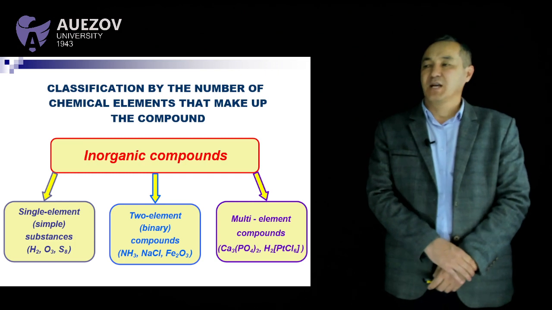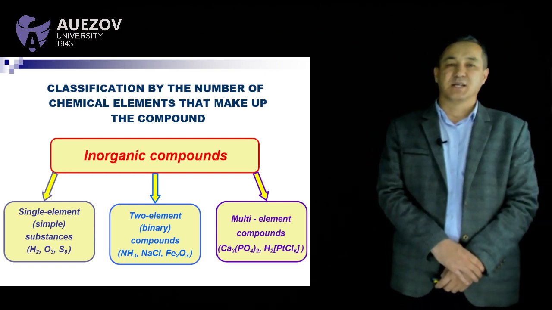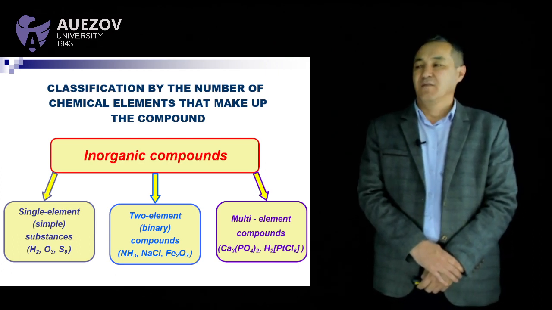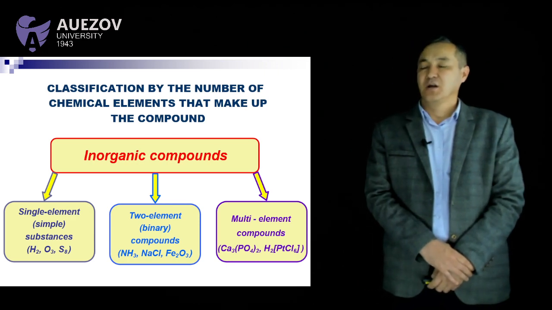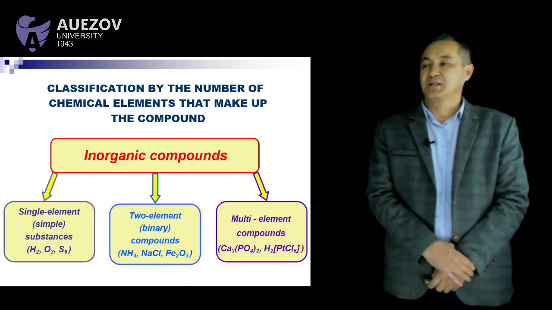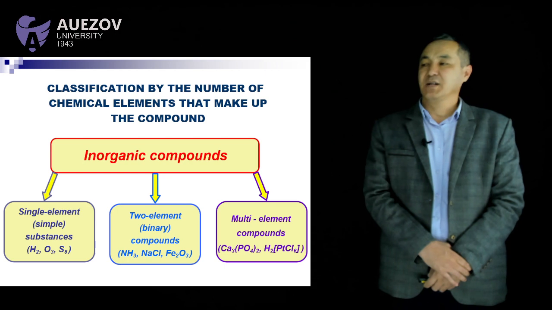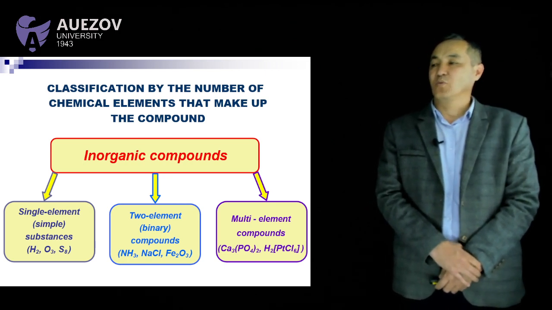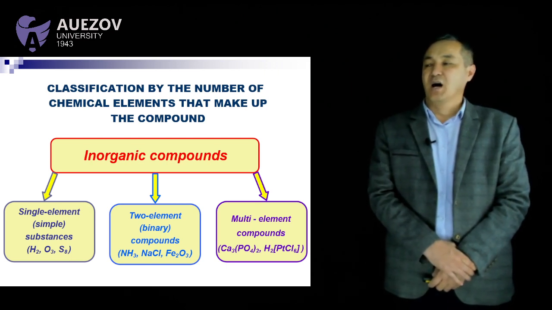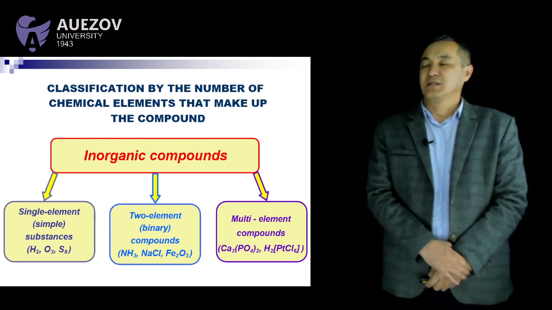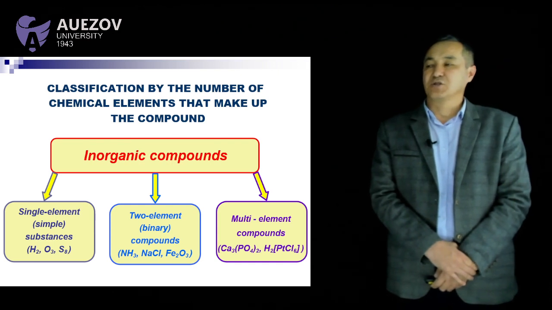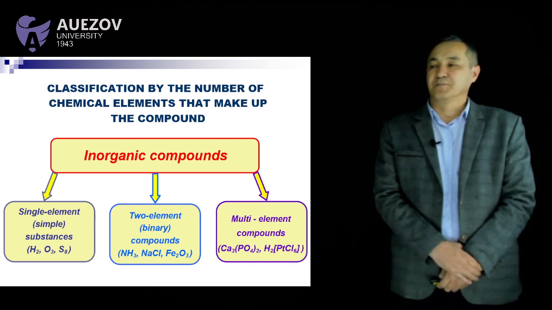Classification by the number of chemical elements that make up the compound. Inorganic compounds with a single element are simple substances, for example, hydrogen, oxygen, and sulfur atoms. For two-element or binary compounds, we can take ammonia, sodium chloride, and iron oxide. And for multi-element compounds, we can take calcium phosphate and others.